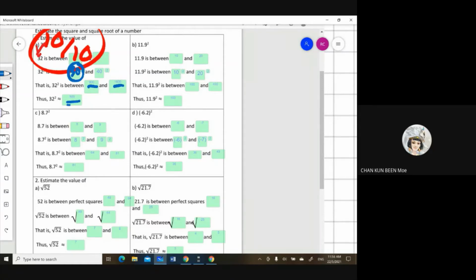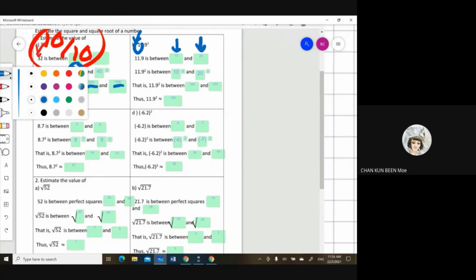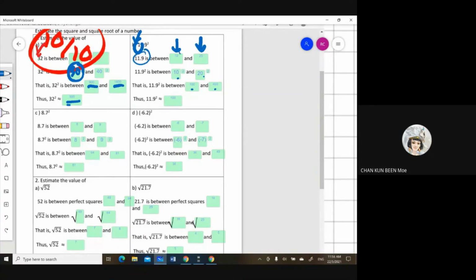And then for 11.9 squared, the place value over here is also 10. So it's between 10 and 20. After that, we choose the correct squares: 10 squared is 100, 20 squared is 400. And then 11.9 is nearer or closer to 10. So 11.9 squared is almost equal to 100. We choose this, we choose this.